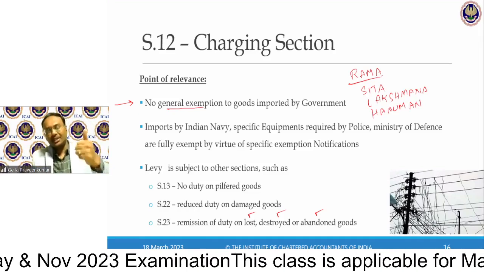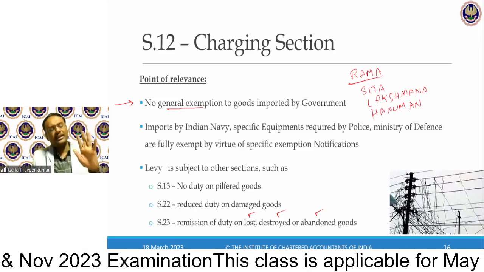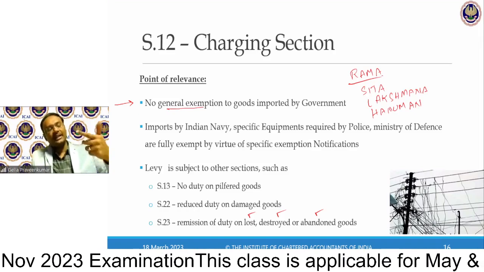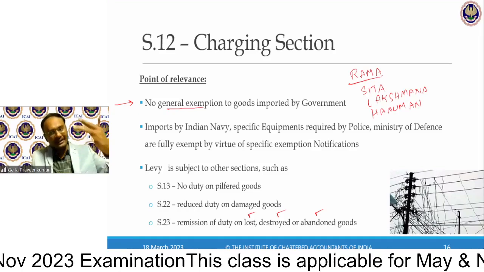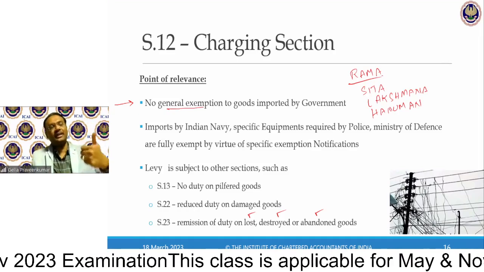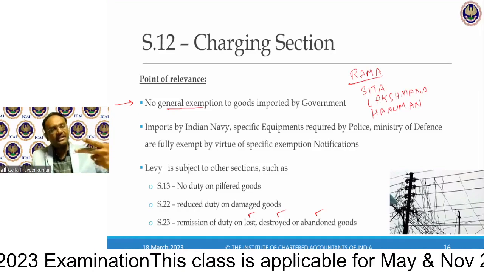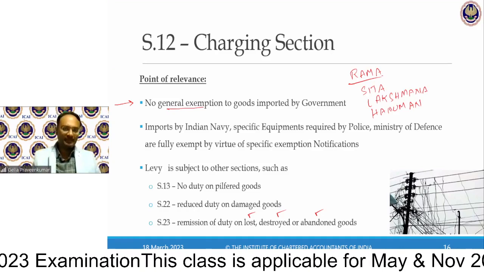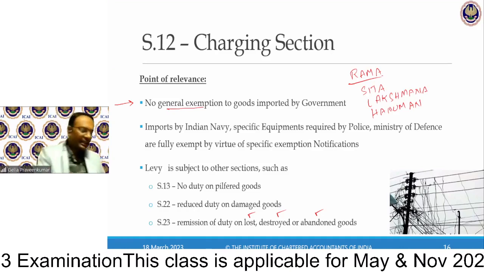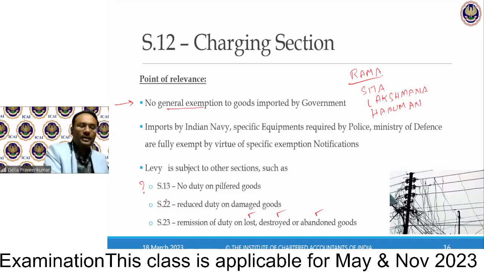Whenever you remember section 12, that is with respect to levy, in the back of your mind you should remember there are 3 more. When I think of Rama, I have Sita, Lakshman, Hanuman. I have section 13, which deals with pilferage, section 22, which deals with abatement, section 23, which deals with remission. That means, should I need to pay duty? Answer these 3 questions. Was there a pilferage? No pilferage.